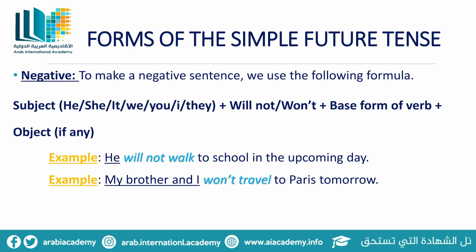For the second example, my brother and I won't travel to Paris tomorrow. My brother and I is the subject and refers to the pronoun they. Then we added not to will, so it becomes won't or will not. Both are correct. Then we added the base form of the verb, which is travel, then the rest of the sentence. And this action will not happen in the future.